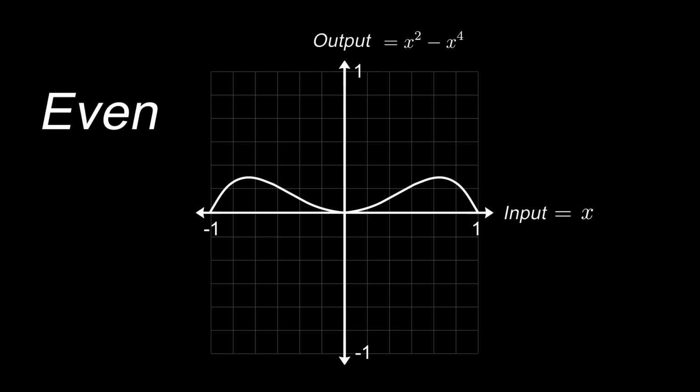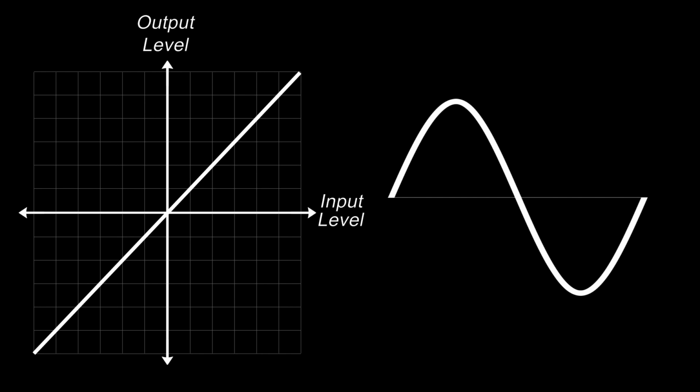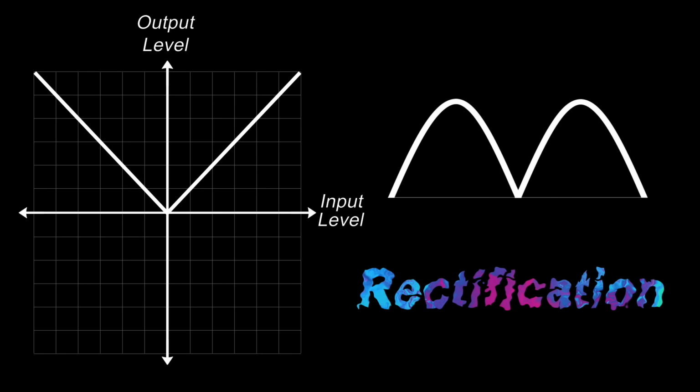This means sending a sound into a saturator with an even curve like this spits out a wave where the bottom part becomes the same as the top part. Not equal and opposite like odd curves, but the exact same. Now in practice, this usually means the positive part is remaining the same and the bottom part is being flipped to be positive also. This is called rectification.